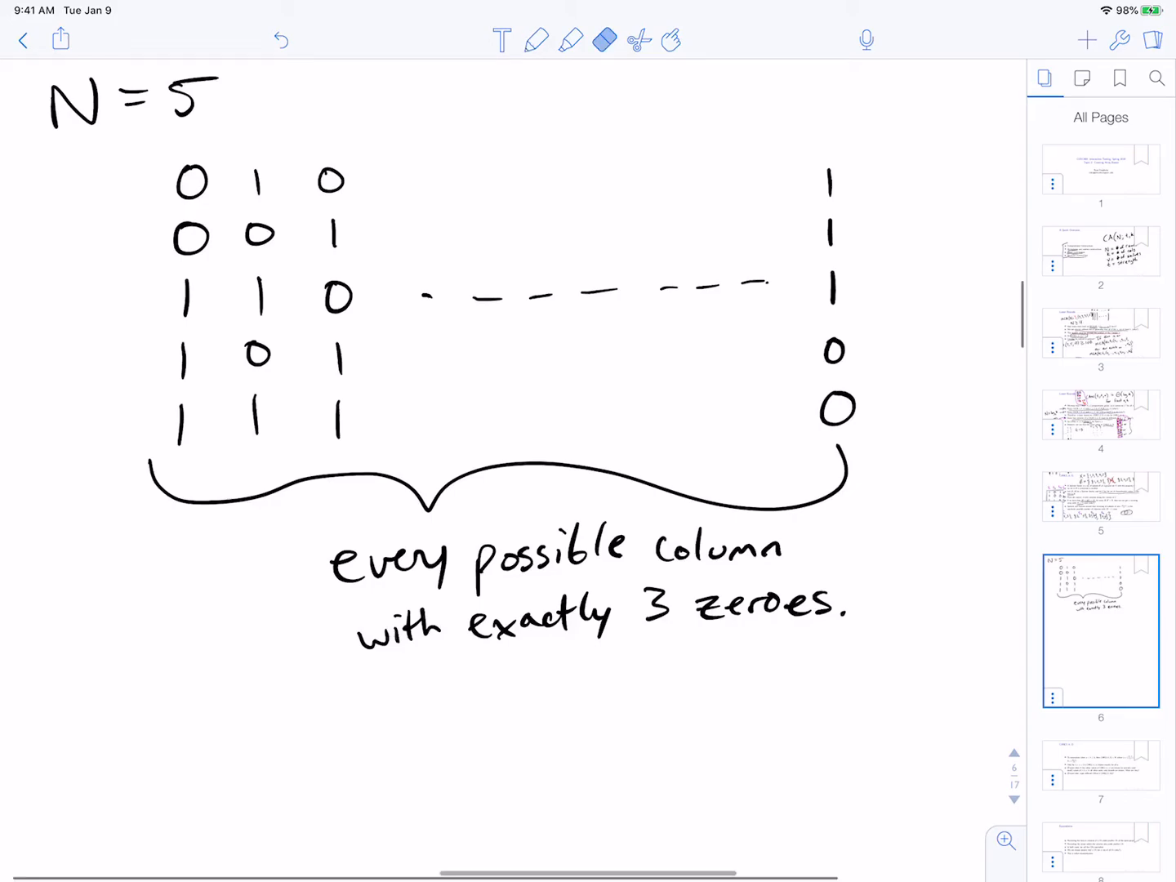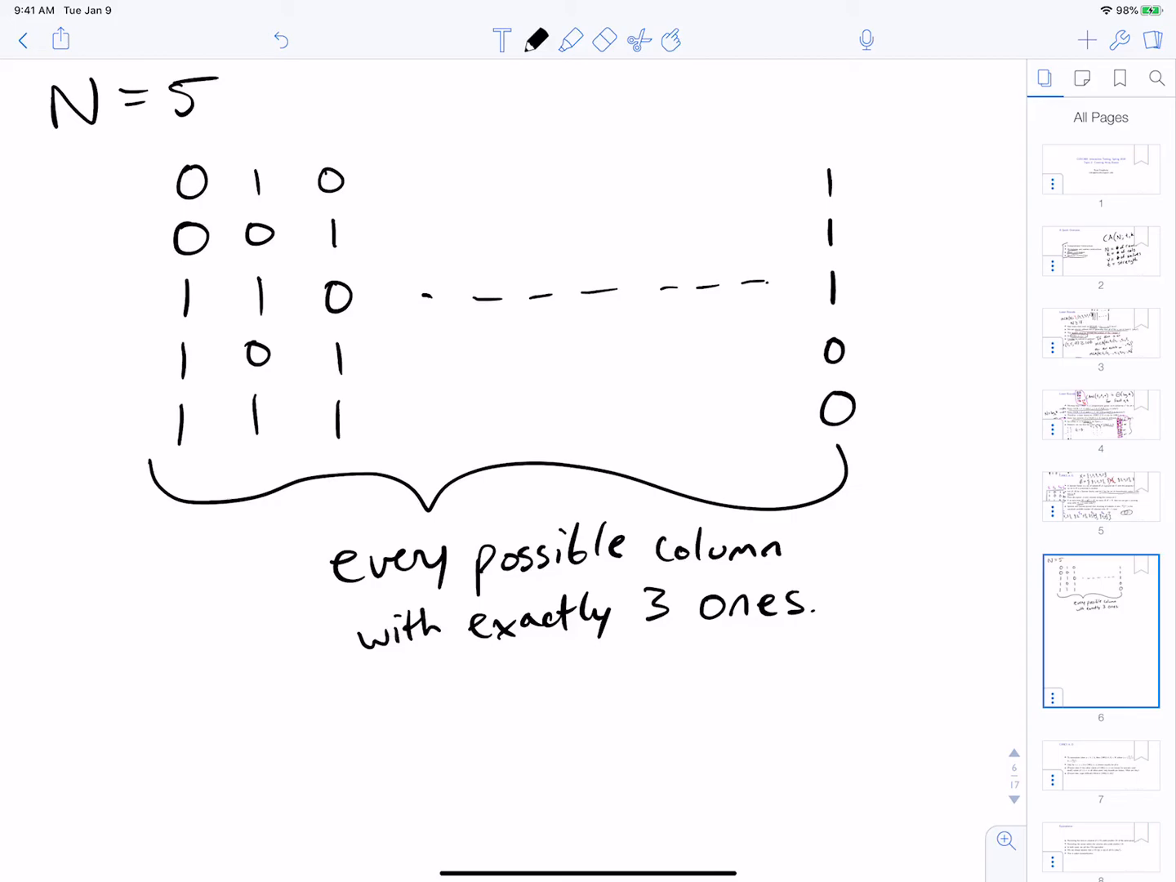Oh, yep. Thank you. Sometimes I go on autopilot. Thank you. Should be 3 ones. Well, another way I can phrase that is every possible column with exactly 2 zeros, but it's the same thing.